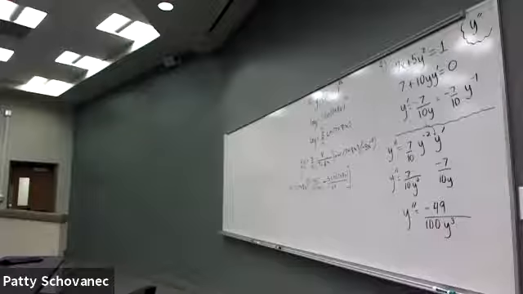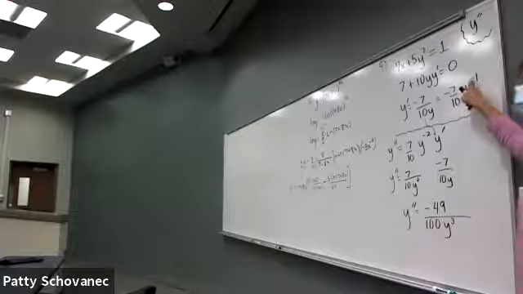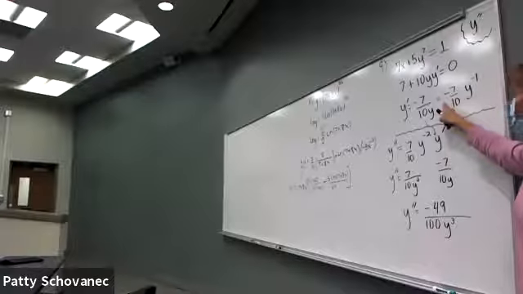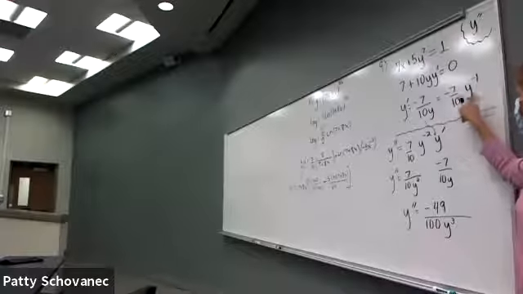Why did it become positive 7 over 10? I'm taking the derivative here, so I bring the power down. Negative times a negative gives me a positive, y to the negative 2.